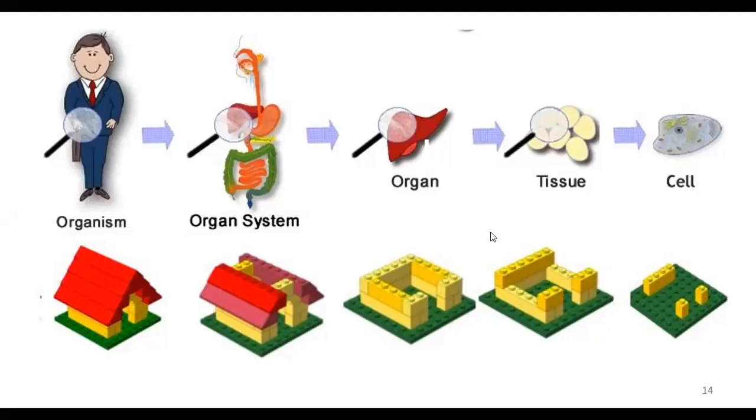In your small days, you have played with building blocks, the Lego. Each and every piece of the Lego is like the cell. When you join the cells, it forms tissue. When you join the tissues, it forms organs. When you join the organs, it forms an organ system, and when you combine all the organ systems, it forms an organism. I hope it is 100% clear. This is a revision of your grade 7.